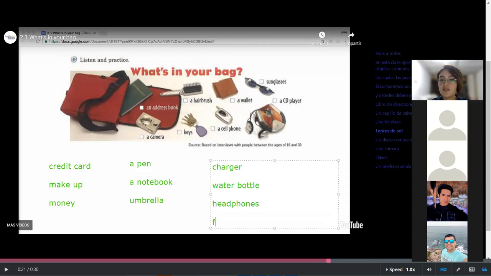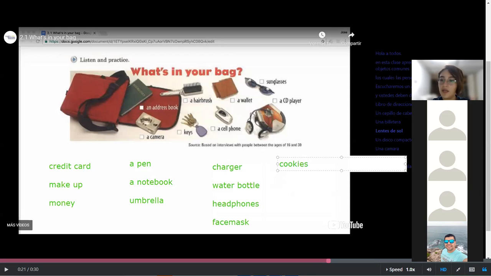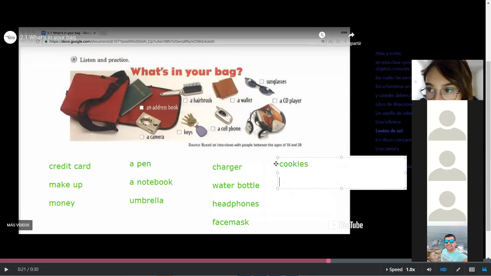You can have your face mask now that COVID and everything. Cookies. You can carry cookies, sure thing. Yeah, I don't see why not. You can carry cookies. Wet towels. I'm sorry, what? Wet towels. Toalla mojada. No sé cómo se pronuncia toalla mojada. Oh, those are wipes. Wipes. Yep. Wipes. Excellent. Yeah, me too. Wipes. Yep. All right. And many other things.